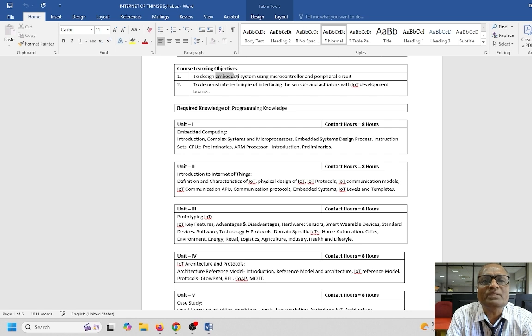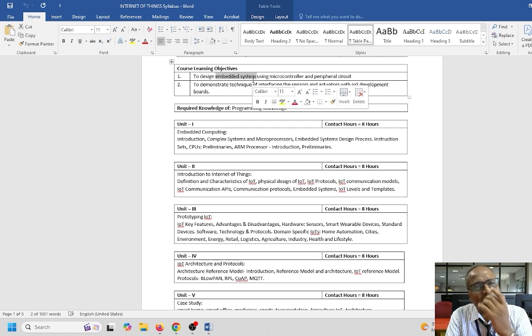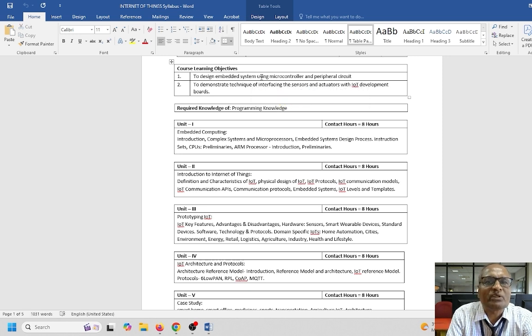Embedded system is more of an electronic subject, but the computer system also has electronics parts in it, the motherboard and all the other cards. They are electronics parts only. More focus is given on the logic and the programming, but supporting subjects have to be there. So the objective is to design the embedded system using microcontroller and peripheral circuits.